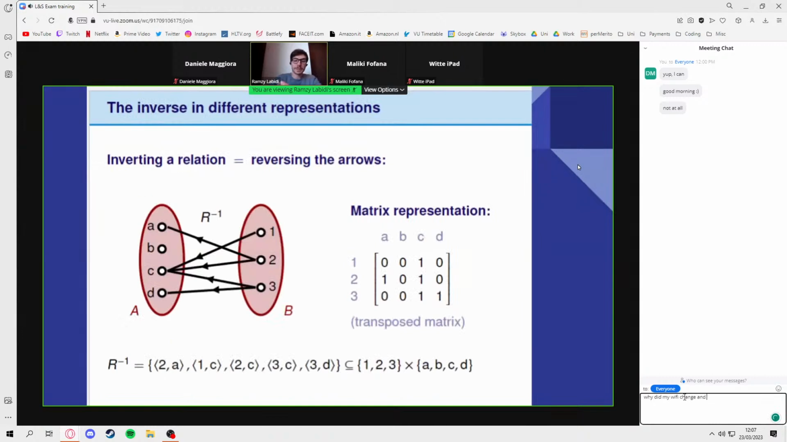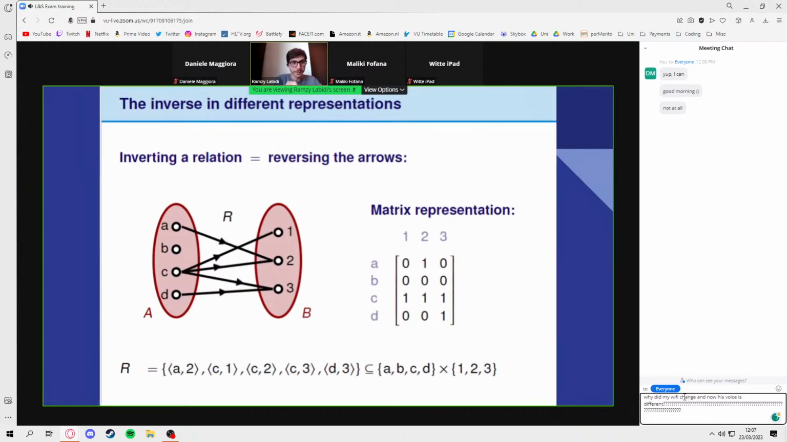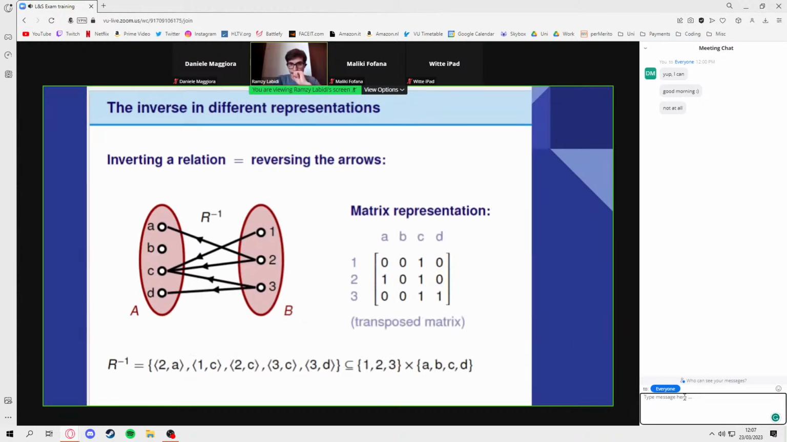Inverting a relation: when you want to invert a relation, you simply take all the arrows and reverse them. For example, here, as you can see, A was going to 2, C was going to 1 and to 2, and here it's the opposite. That gives you the reverse of that relation or of that predicate.